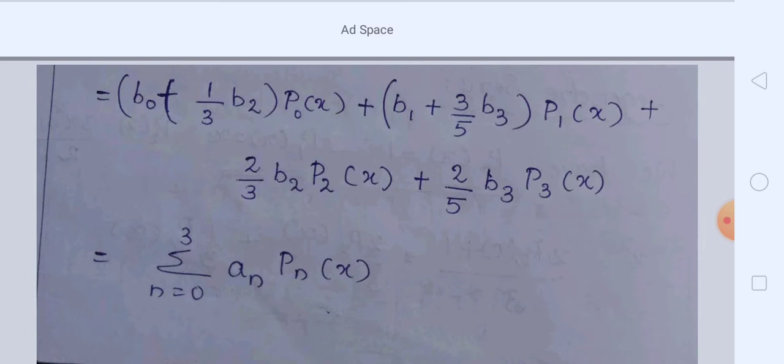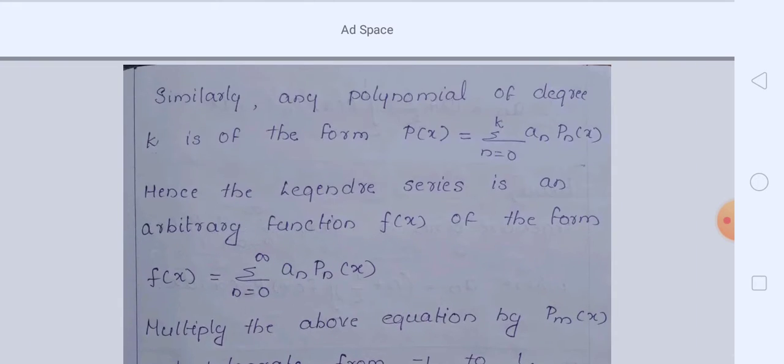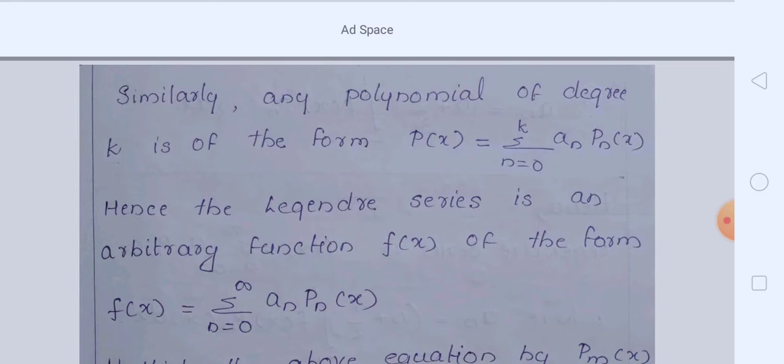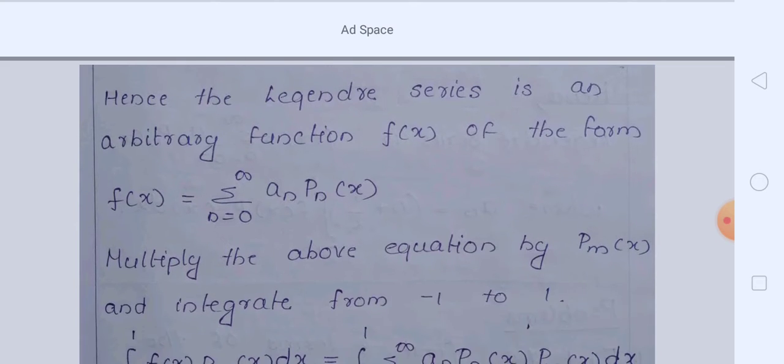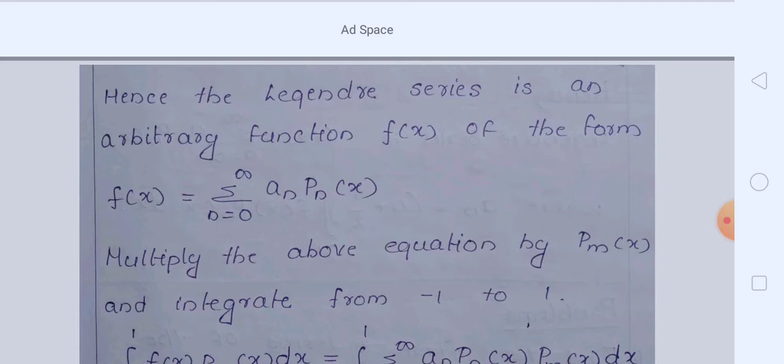Similarly, any kth degree polynomial can be written as P(x) equal to the sum over n varying from 0 to k of an into Pn(x). Therefore, the Legendre series is an arbitrary function f(x) of this form, that is, f(x) equal to the sum over n from 0 to infinity of an Pn(x). That is known as the Legendre series.